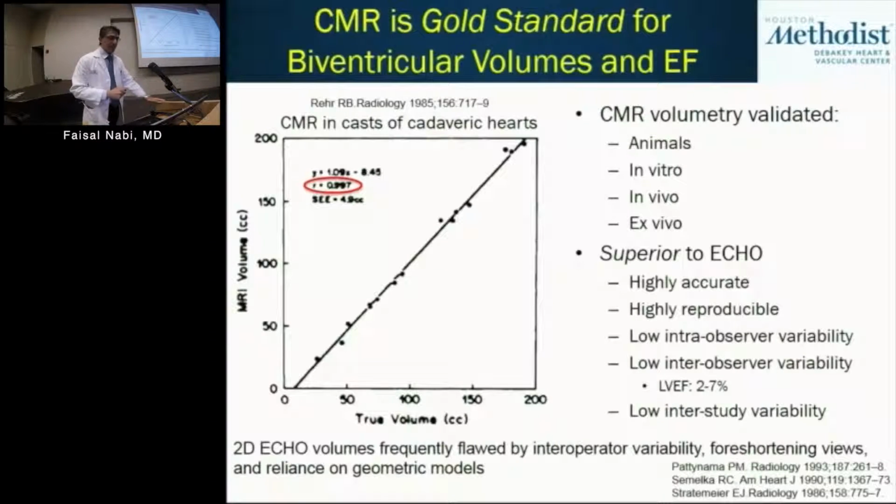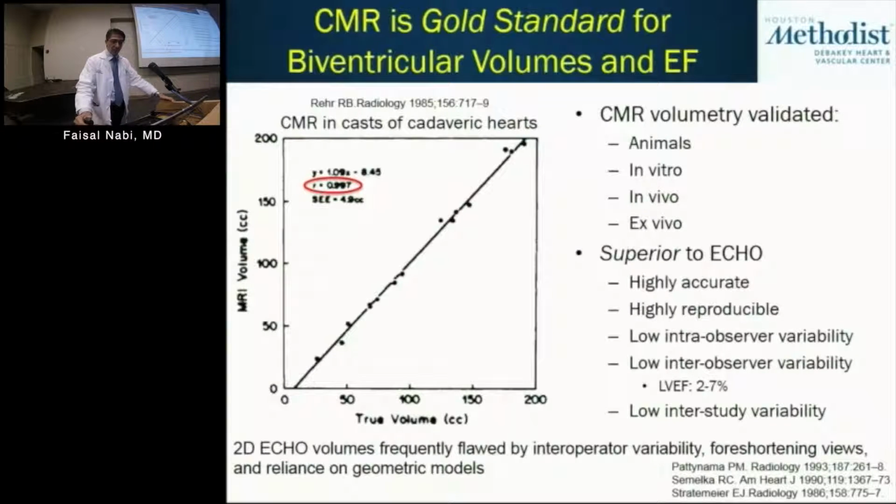Volumes. You can see here in the specific study which compared CMR volumes to casts of cadaveric hearts. The relationship is extremely tight. It's been studied in animals, in vitro, in vivo, and ex vivo, and really has been shown to be superior to echocardiography. When it comes to assessment of LV volumes and ejection fraction, the inter-observer variability is the lowest of all the techniques, around 2 to 7%.